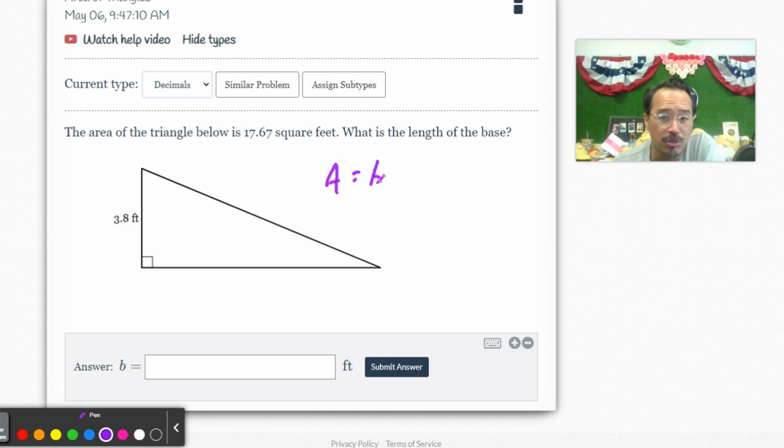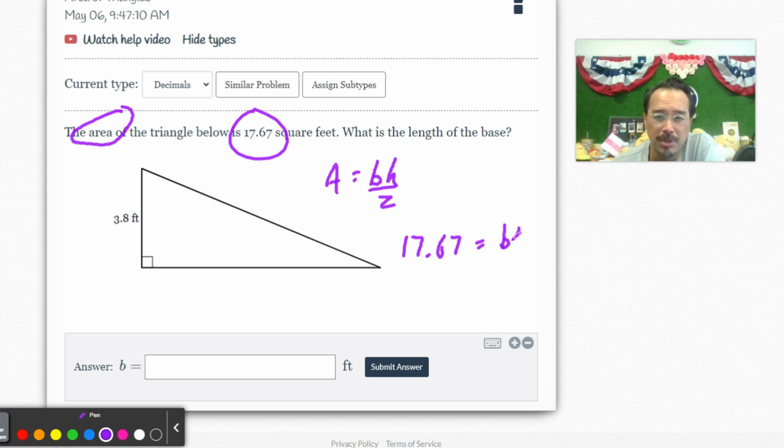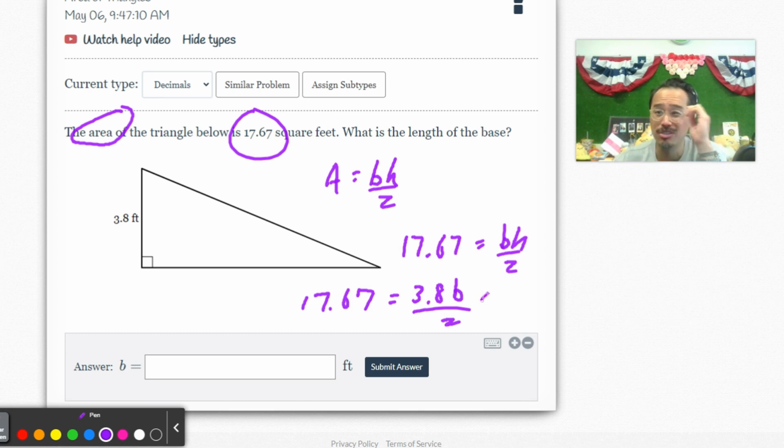So the area of a triangle is base times height divided by 2, right? The area is given as 17.67, and we have the height. So base times height divided by 2, but the base we don't know. Let's try it.